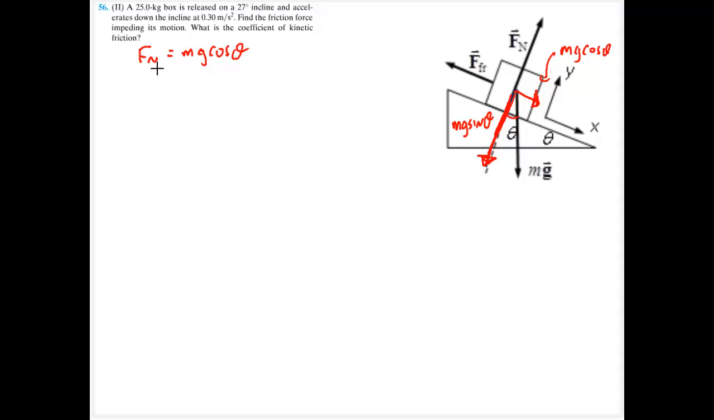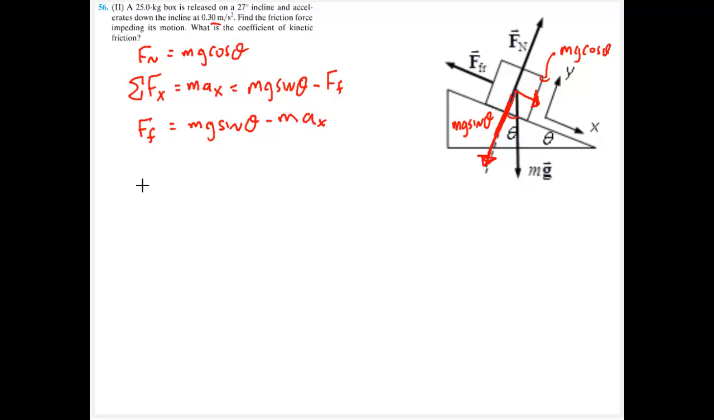In the x direction, I'm going to say the sum of the forces in the x direction is going to be equal to mass times acceleration in the x direction, which is going to be equal to the mass times gravity sine theta, the weight pulling it downwards, being opposed by the force of friction. So fairly simply, I just rewrite this, solving for the force of friction. The force of friction is going to be equal to mass times gravity times sine of that angle minus mass times the acceleration in the x direction. I know what that is.